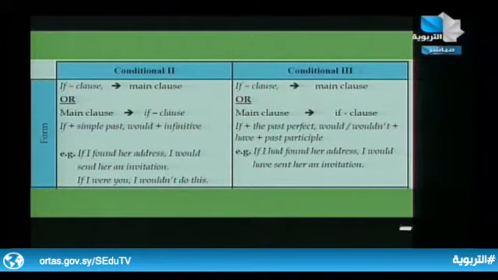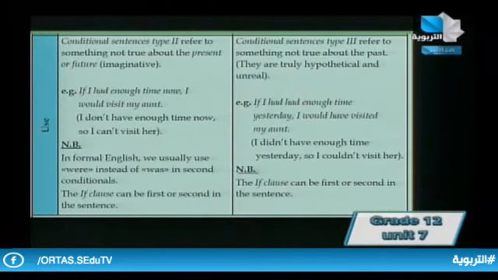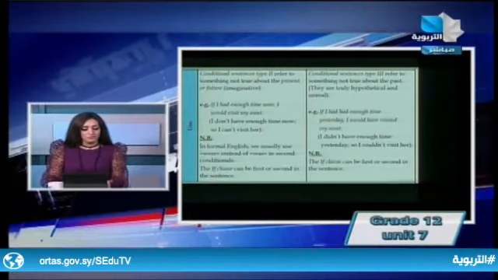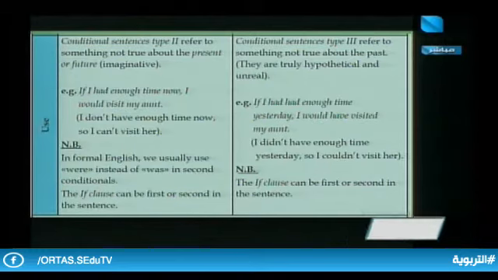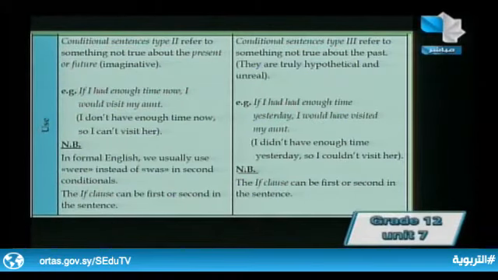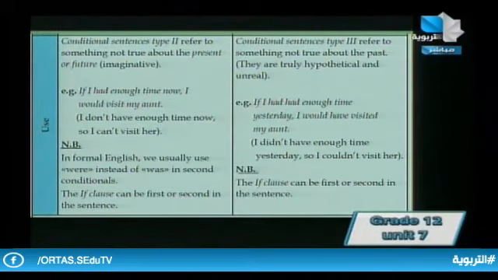Now we've got the form of the conditional sentences as a kind of comparison between the two. We've got the if clause and the main clause, with a comma. If plus simple past, comma, would plus infinitive. If we compare it with the conditional sentence in the third form, we've got if plus past perfect, comma, would or wouldn't plus have plus past participle. This is concerning the form.